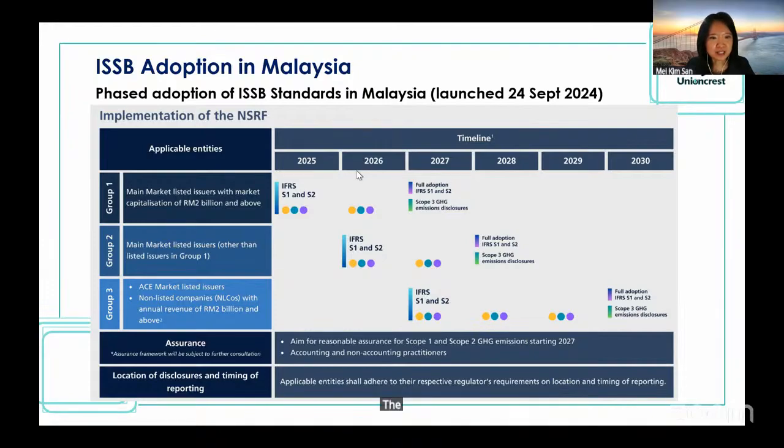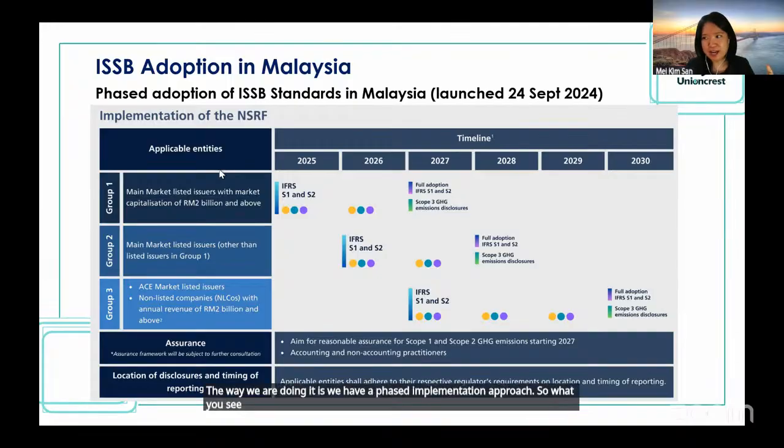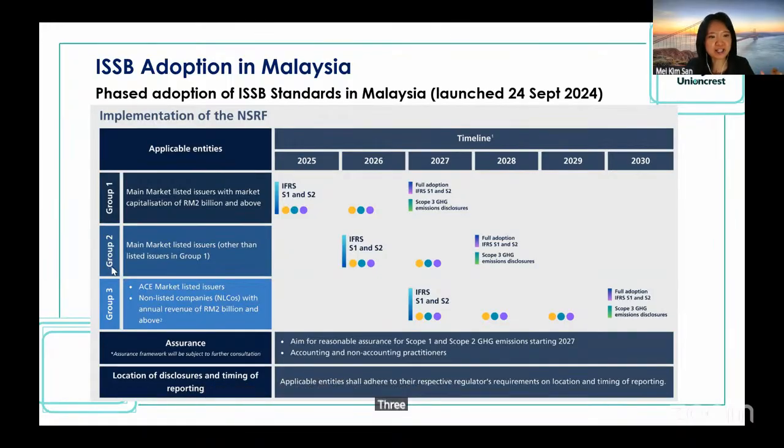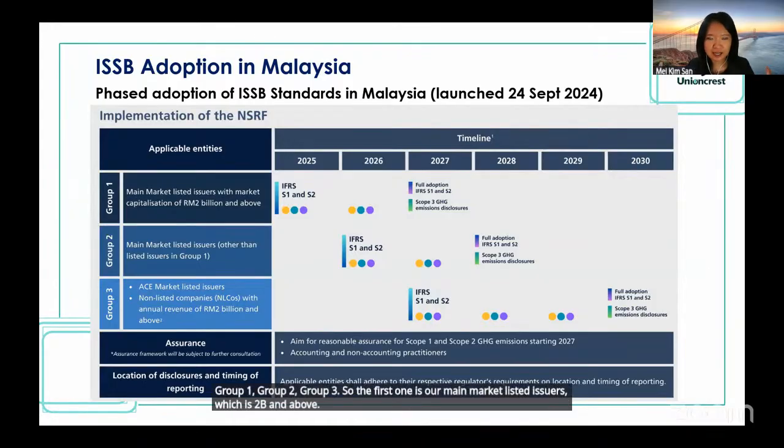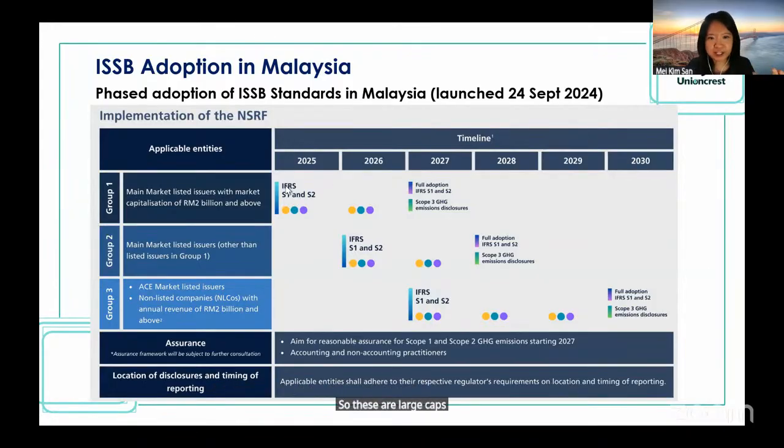The way we're doing it is we have a phased implementation approach. What you see is that we have three groups here: Group 1, Group 2, and Group 3. The first one is our main market listed issuers, which is 2B and above. So these are large caps. They started reporting in 2025. So on 31st December of last year, we saw our first cohort of mandatory reporters, 91 companies in total.